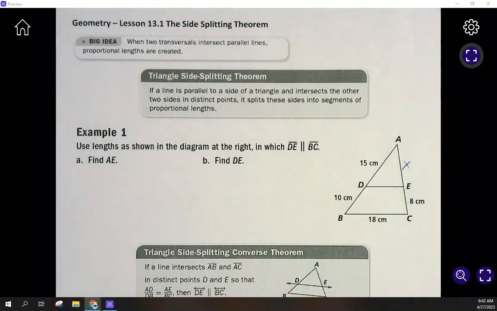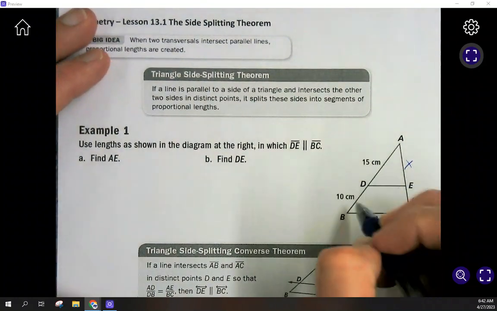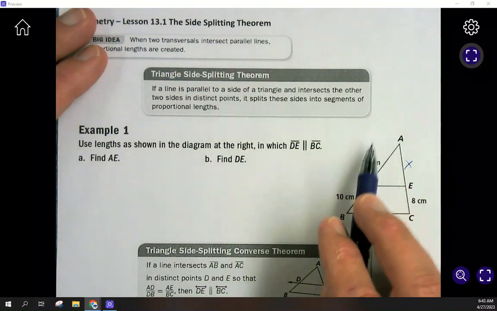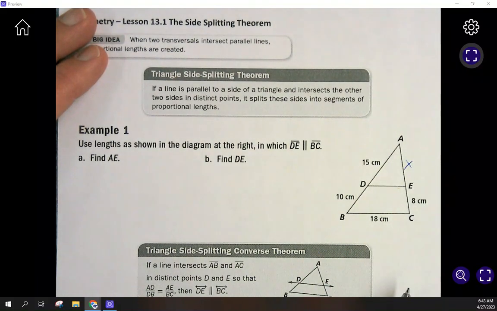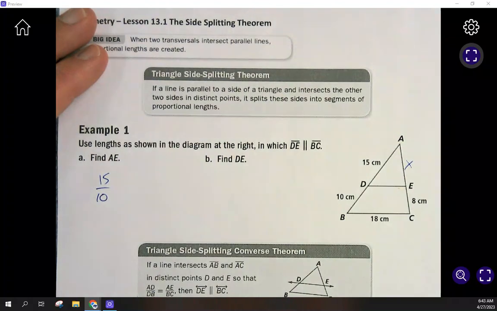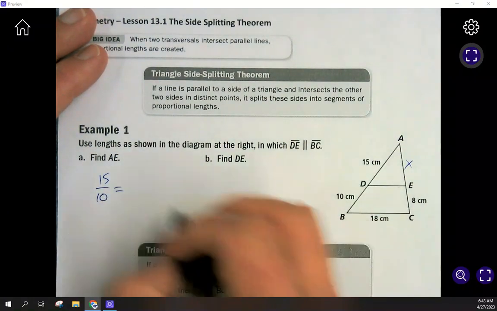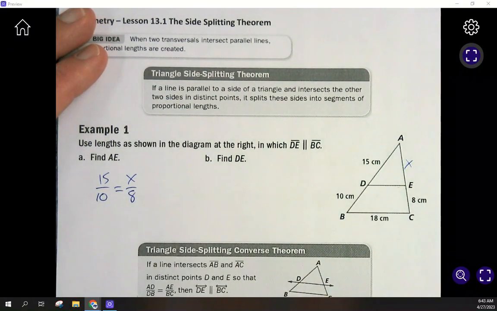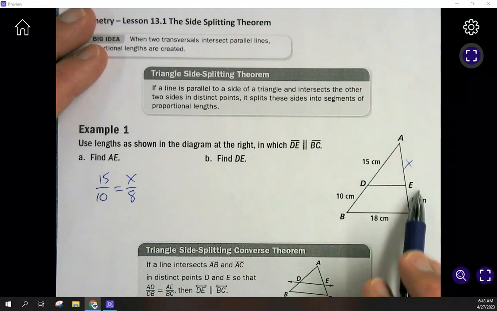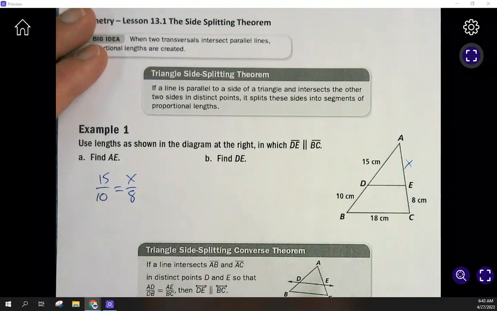So I'm just going to call that X. Because these are proportional, according to this theorem, I can just go ahead and set up cross multiplying. I'm just going to set this up the way it sits in the picture. So I'm going to say 15 compares to 10 since that's the way they're stacked up there, the same way that X compares to 8. That's what this theorem is saying. If this is parallel to this, it's going to cut these up into proportional pieces. So I can set up a proportion.